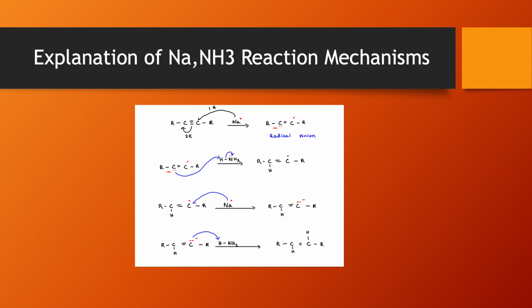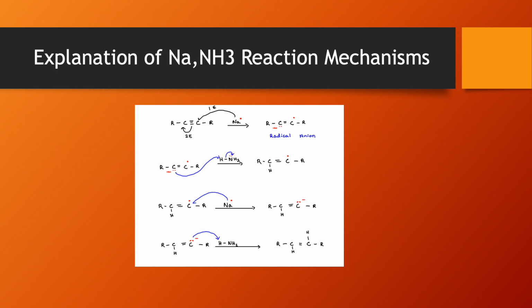This creates what's called a radical anion. In the second step, we can see that the radical anion, or the anion portion of the radical anion, reaches out for a hydrogen off of the ammonia molecule. Once it takes this, the left side of the now double bond has an R group and a hydrogen connected to it. And that leaves us with one carbon radical single bonded to another R group on the other side.